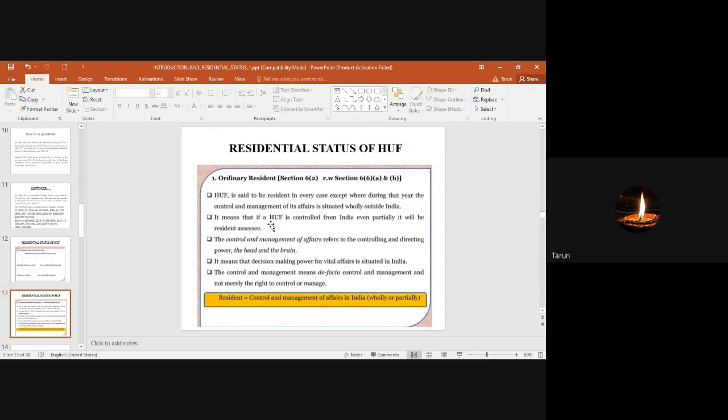And the yellow note is already a memorizing note given to you so that you can remember or grasp it easily. Resident: if the control and management of affairs is in India, wholly or partially, that HUF will become a resident of India. Right?